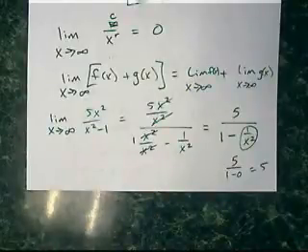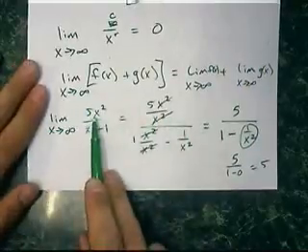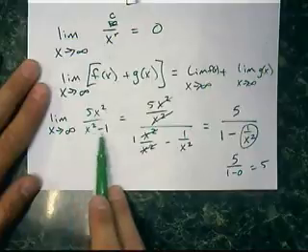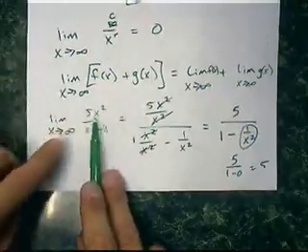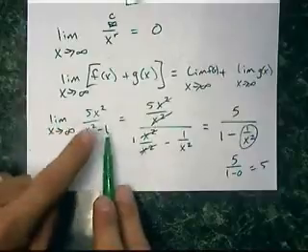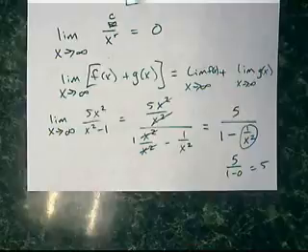Can you go over that big part right there? Yeah, I divided this by x squared, this by x squared, and this by x squared. So 5x squared divided by x squared is that. x squared divided by x squared is that. And then 1 divided by x squared is that.